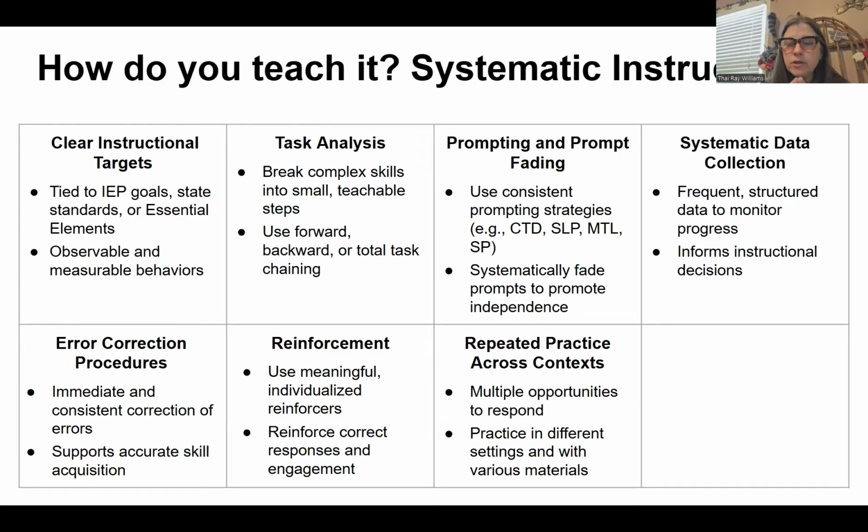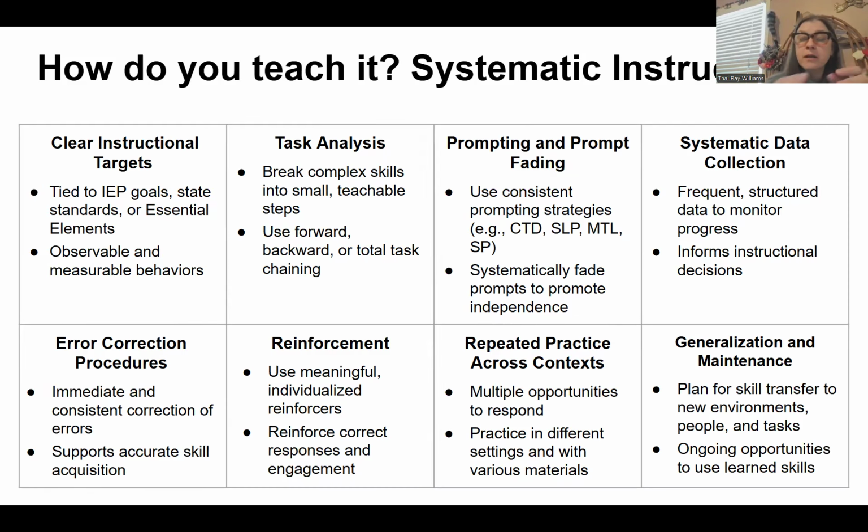We want to make sure that our students have repeated practice across contexts. So we're going to give them multiple opportunities to respond. I know I'm preaching to the choir here. I'm sure we all believe in multiple opportunities to respond and know the positive outcomes from giving students multiple opportunities to respond. But when we use systematic instruction, we also need to make sure that they're practicing in different settings, with different materials, with different instructors. So varying that context and giving them the opportunity to practice across different contexts.